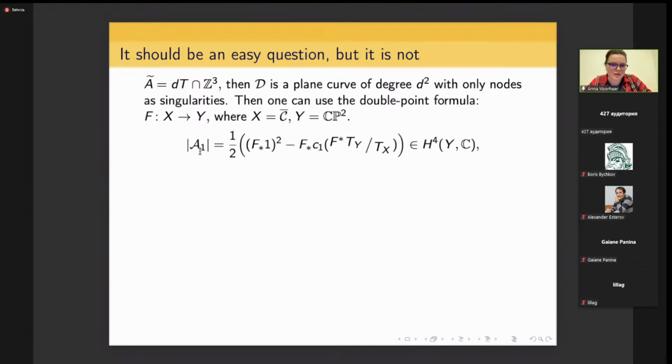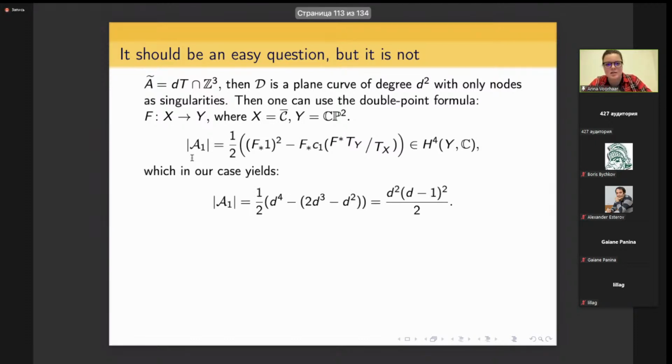And of course, I messed up with notation here. It should have been 2A1. I'm sorry. So if you use this formula in our case, then what you get, again, I messed up, I'm sorry, is that the number of nodes will be d squared times (d minus 1) squared over 2.